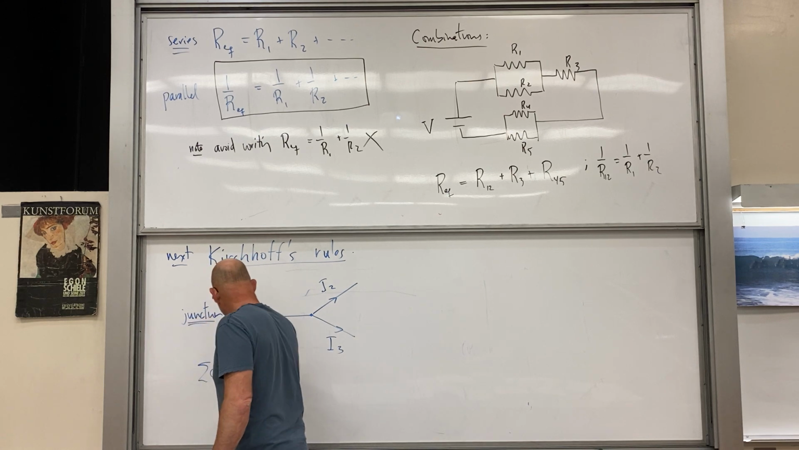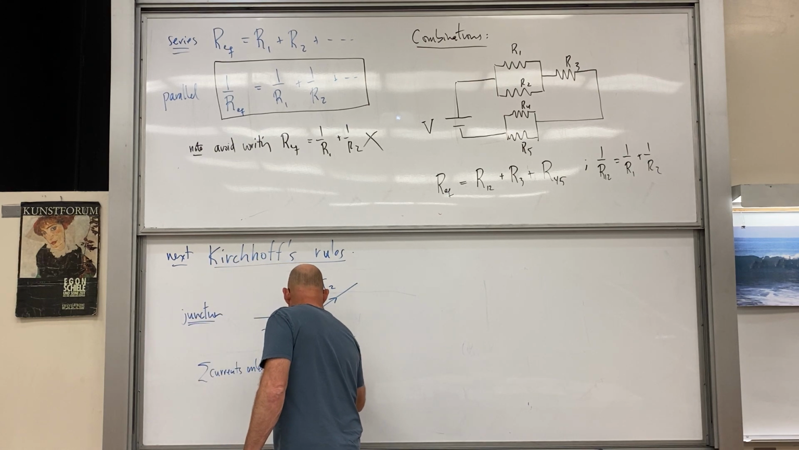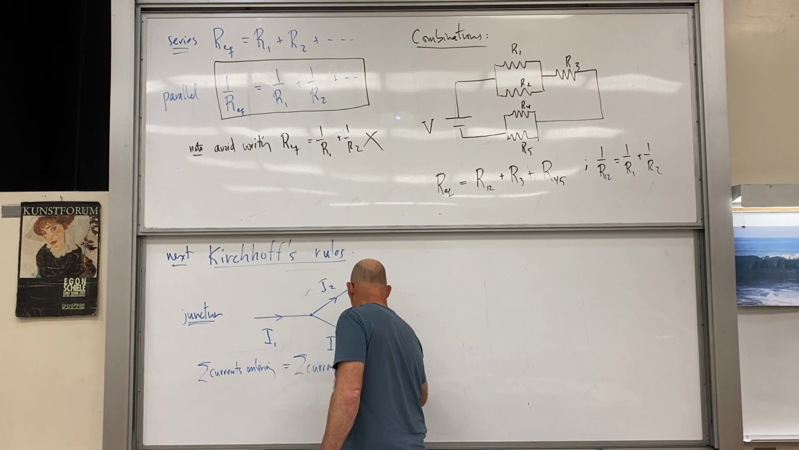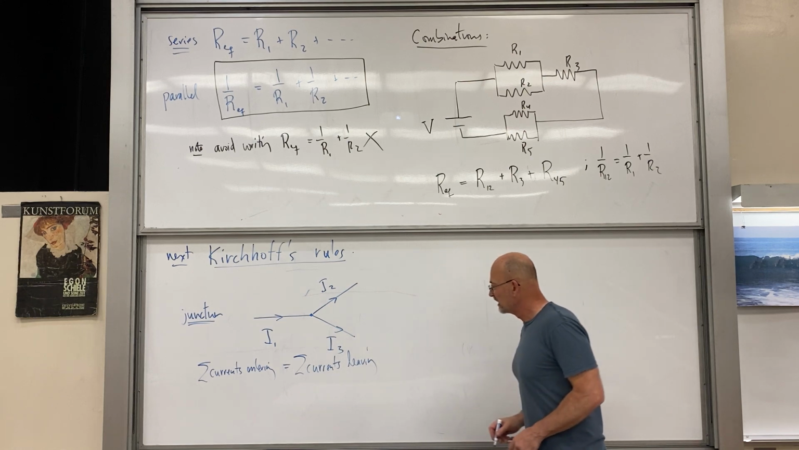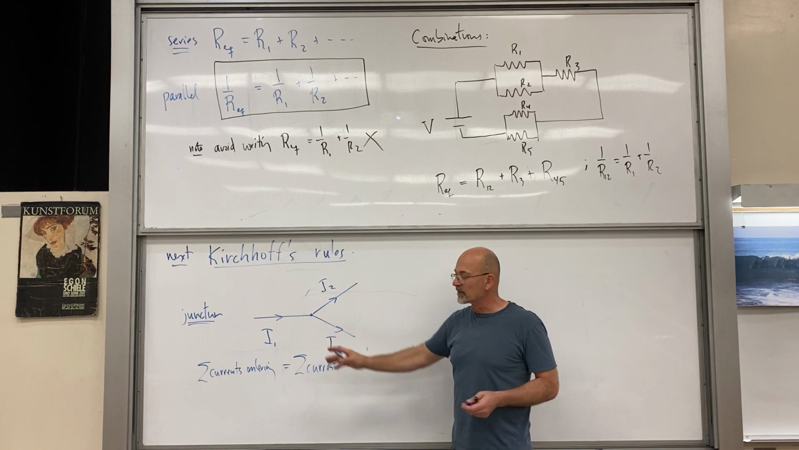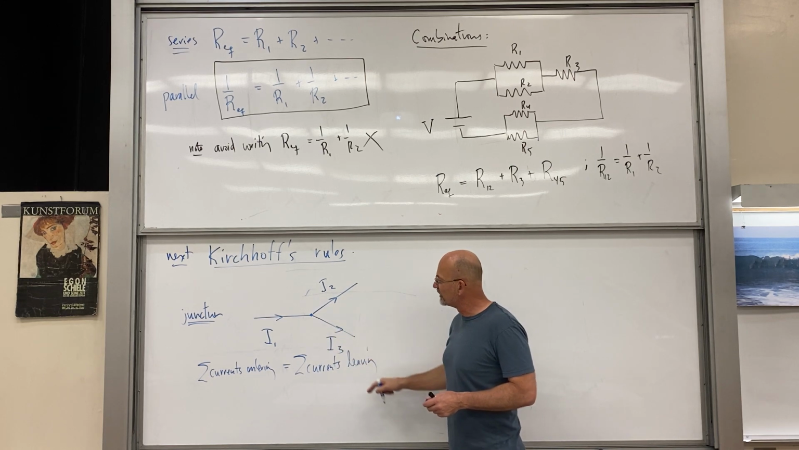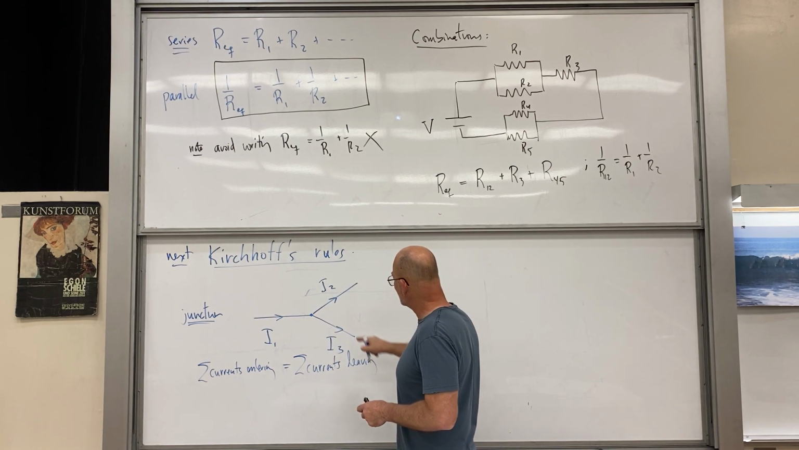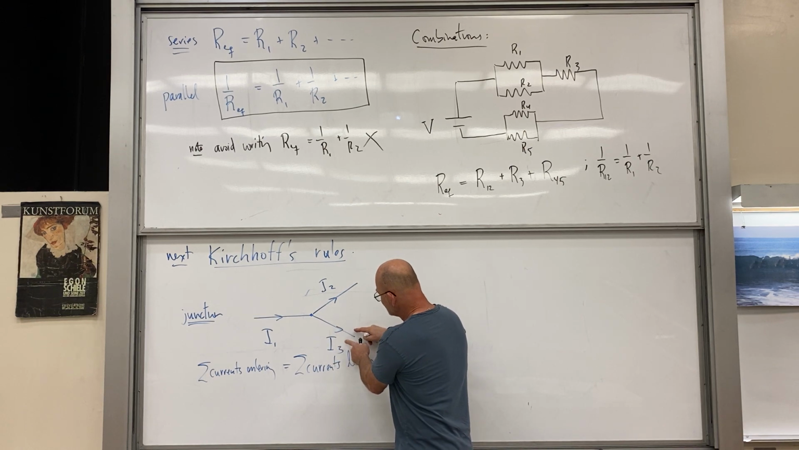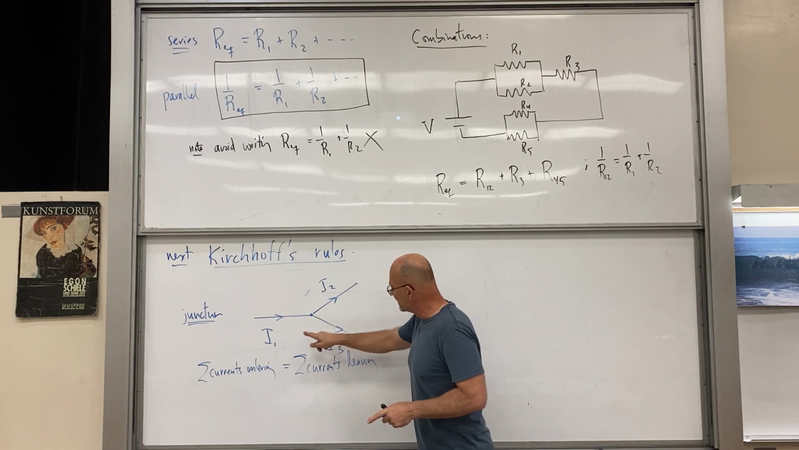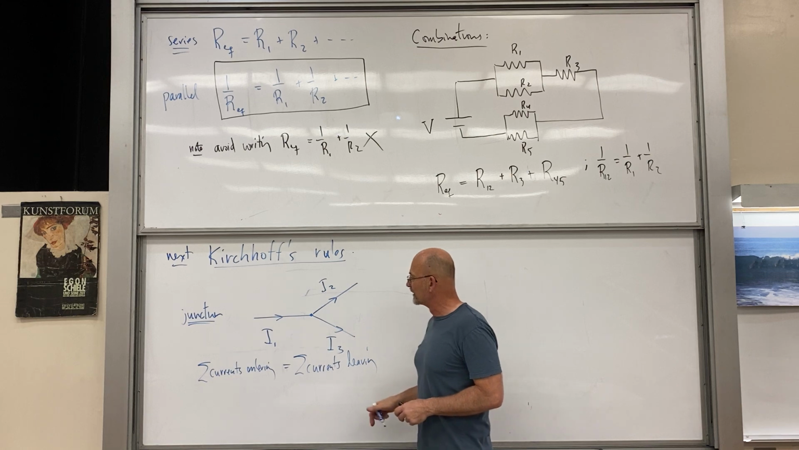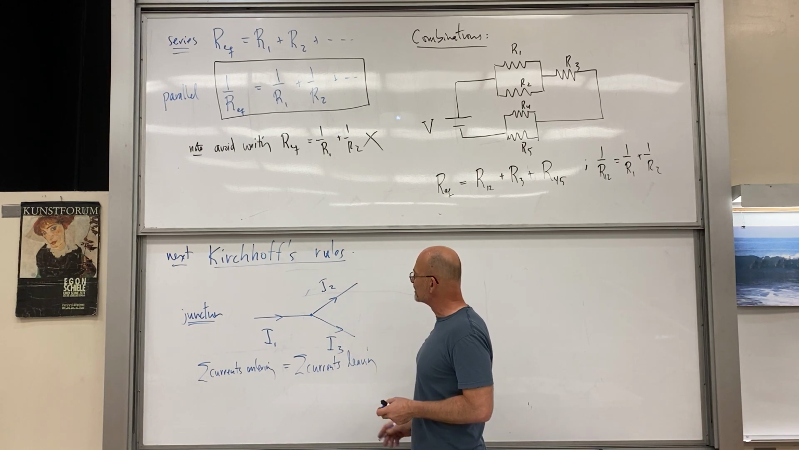The sum of the currents entering a junction equals the sum of the currents leaving. You draw your directions, and then you've got your sum equals sum. On the other hand, I could reverse the direction of one of these. Like I could have I sub 3 pointing the other way, and then it would have been I sub 1 plus I sub 3 is equal to I sub 2. Okay. But that's conservation of charge.